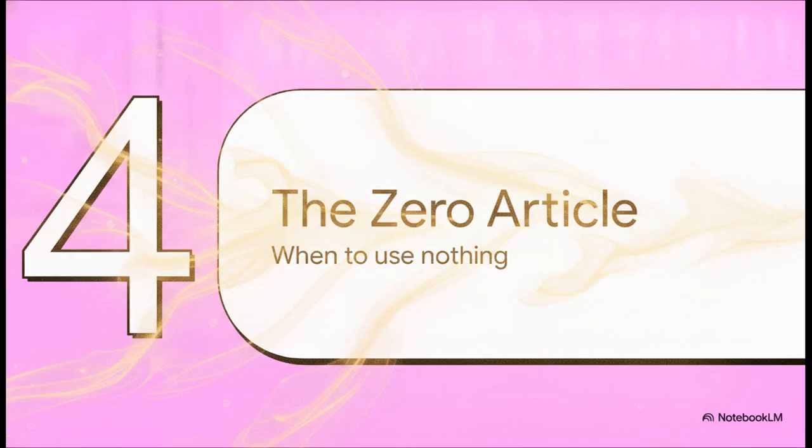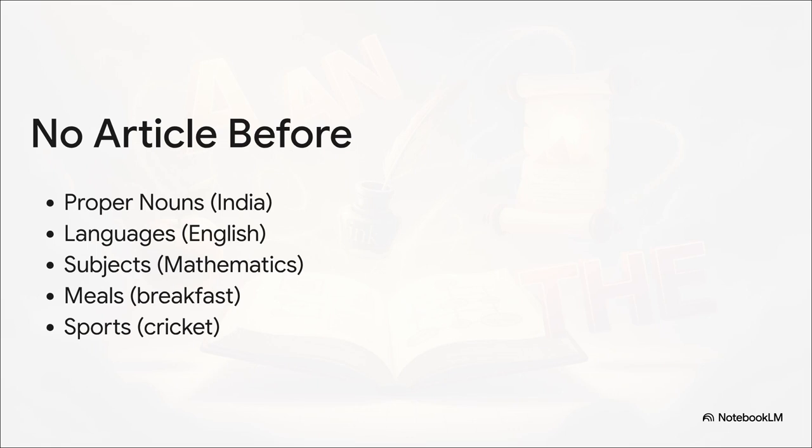Which brings us to Section 4, the zero article. Basically, when to use absolutely nothing. Sometimes the best word is literally no word at all. There are whole categories where we drop the article completely. Proper nouns, languages, academic subjects, meals, sports, none of these need an article.